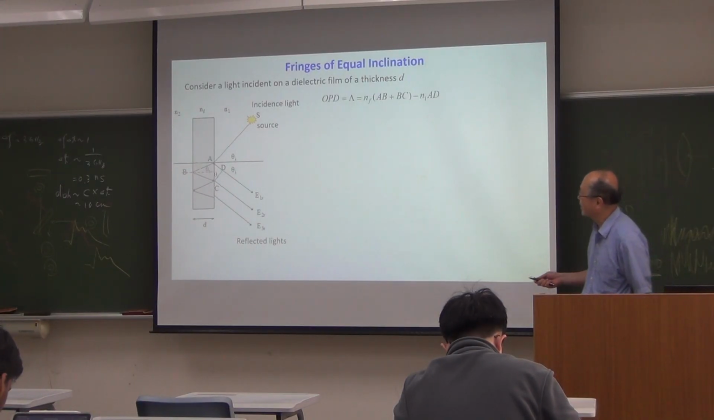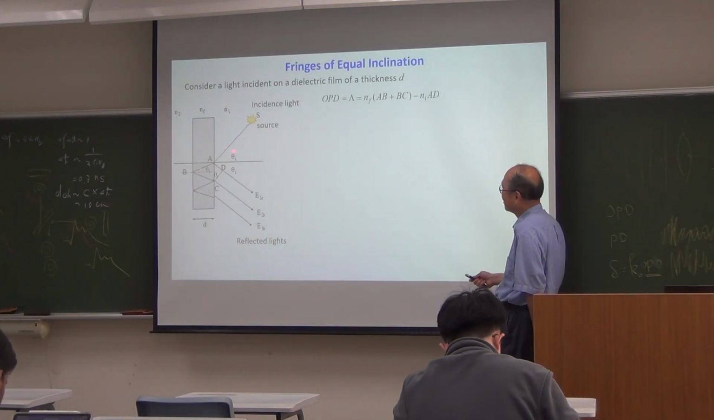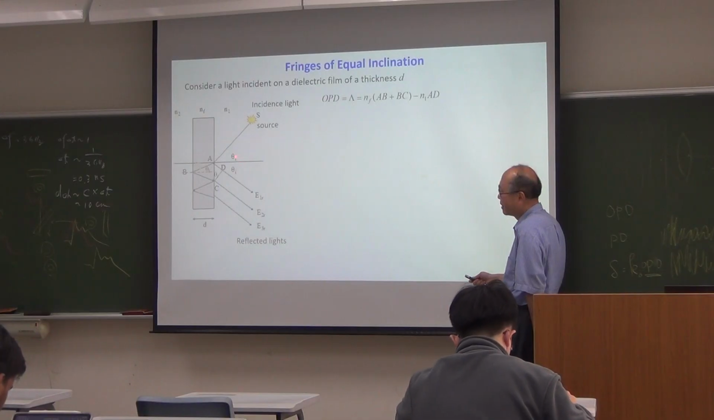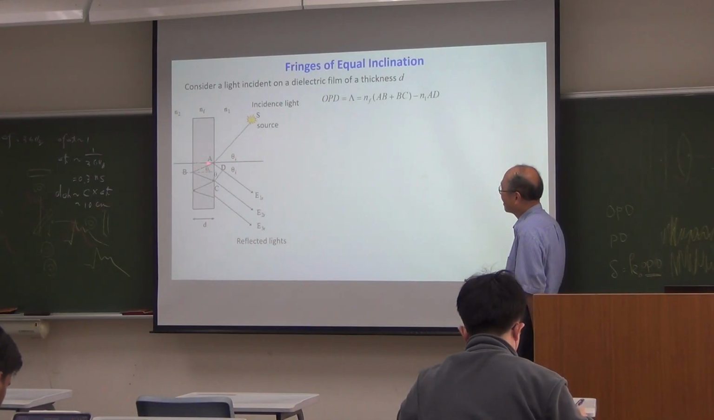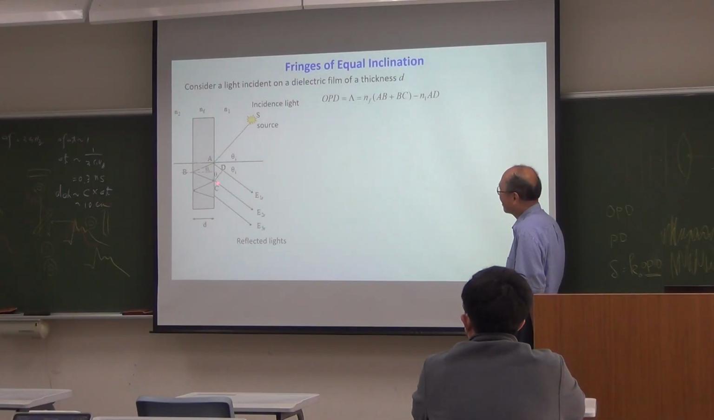For this case, you have a light source right here, going along this direction with the incident angle theta i, and then you transmit through this film. This is a film with a thickness of d, and then the light comes back. You have the first refraction here, the second refraction here, and then you try to analyze the phase difference between this one and this one.